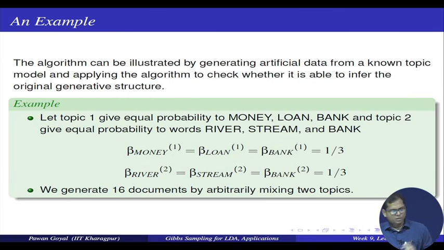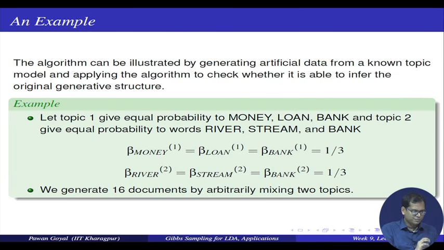Now, it's just an example to explain what it means to use Gibbs sampling. So what is the example? We are taking artificial data from a known topic model and applying the algorithm to check if we can come back to the same topic distributions that we started with.